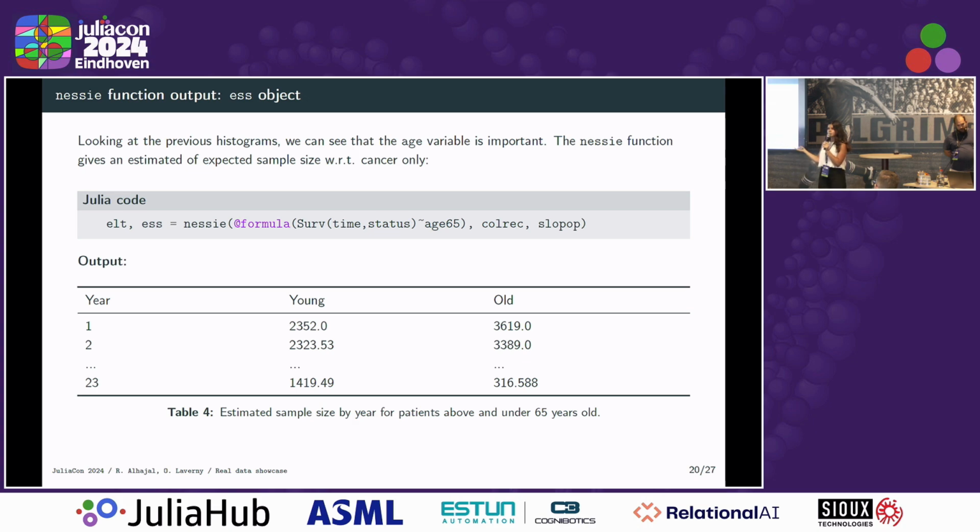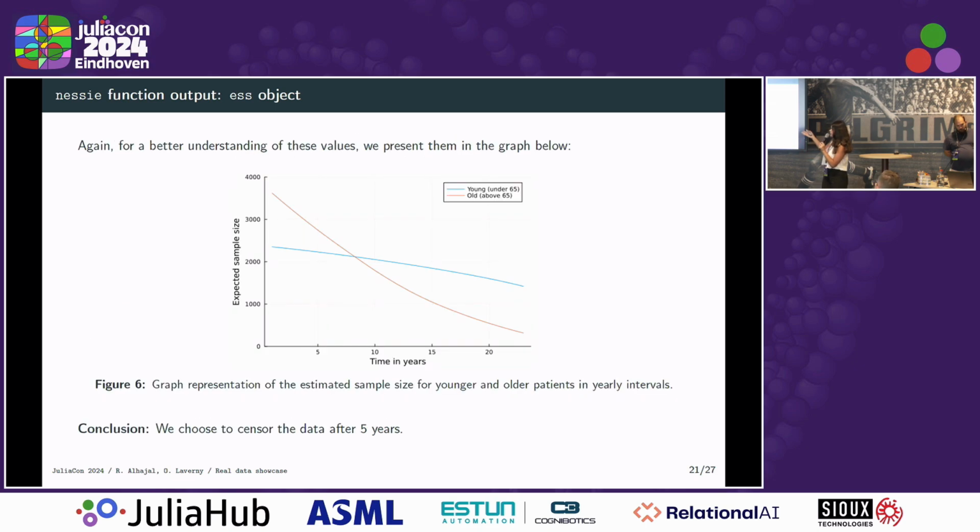When you're losing this many patients, by the end of the study, you're getting a loss of accuracy because you don't have as much data as you should have to be able to estimate. And this is especially shown in the graph in the slide, where the slope for the older patients is much harsher than the one for the younger patients. And we can tell that at the beginning of the study, we had a lot of patients compared to the end of the study.